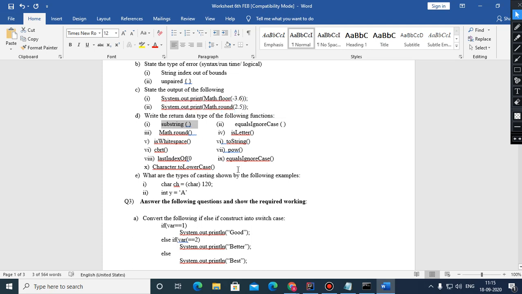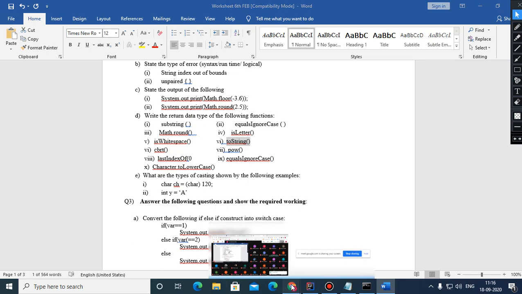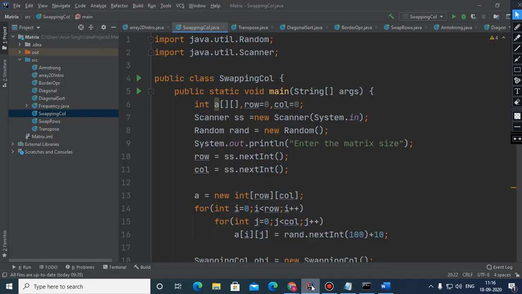Substring. Substring returns what type? String. Okay. equalsIgnoreCase. Boolean. Math.round returns long type value. isLetter. Boolean. Yes, isLetter is boolean. isWhitespace. toString. The toString function returns what type of value? toString returns String.